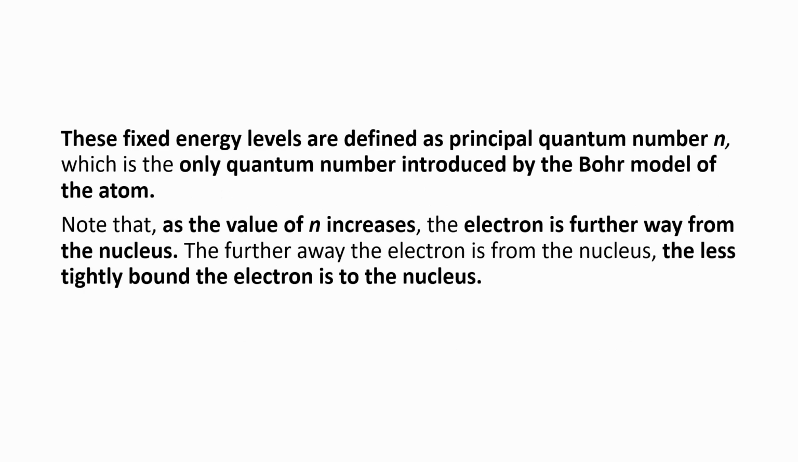These fixed energy levels are defined as the principal quantum number, or n. We will be discussing quantum numbers in a moment. And this is the only quantum number introduced by the Bohr model of an atom. Please note that as the value of n increases, the electron is further away from the nucleus. The further away it is from the nucleus, the less tightly bound the electron is to the nucleus, and generally, the more it can react.